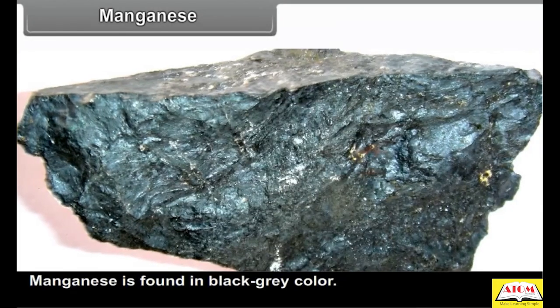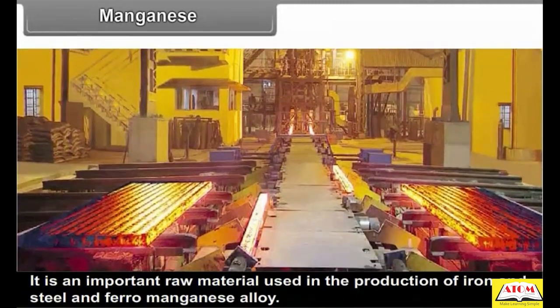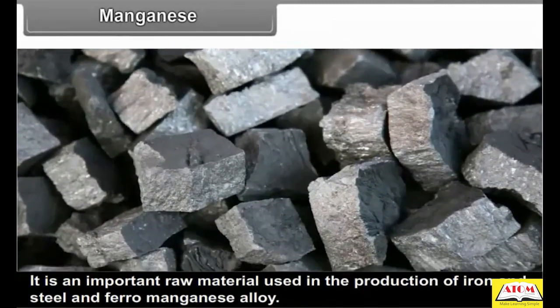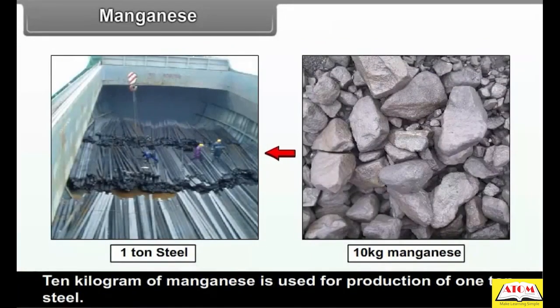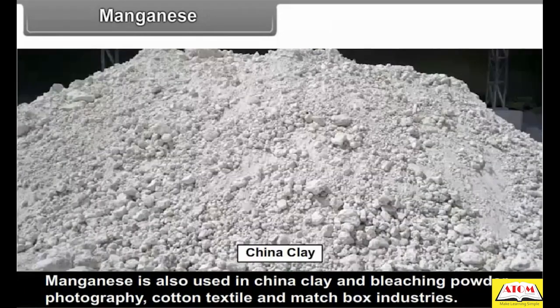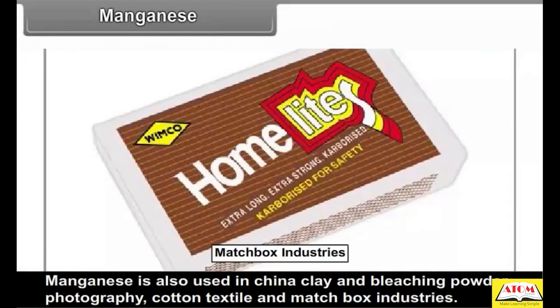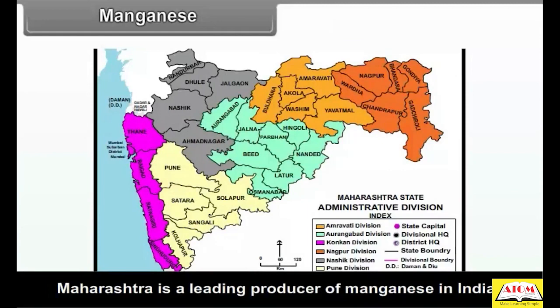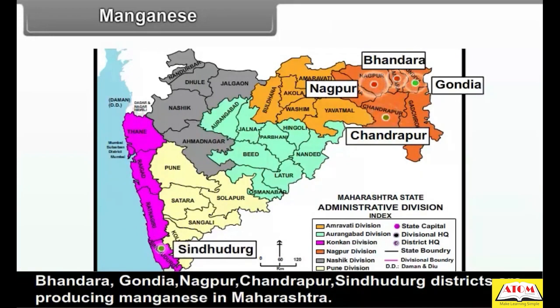Manganese. Manganese is found in black-grey color. It is an important raw material used in the production of iron and steel and ferro-manganese alloy. Approximately 95% of manganese is used in the iron and steel industry. 10 kilograms of manganese is used for the production of 1 ton of steel. Manganese is also used in china clay and bleaching powder, photography, cotton textile and matchbox industries. Maharashtra is a leading producer of manganese in India. Bhandara, Gondia, Nagpur, Chandrapur, Sindhudurg districts are producing manganese in Maharashtra.